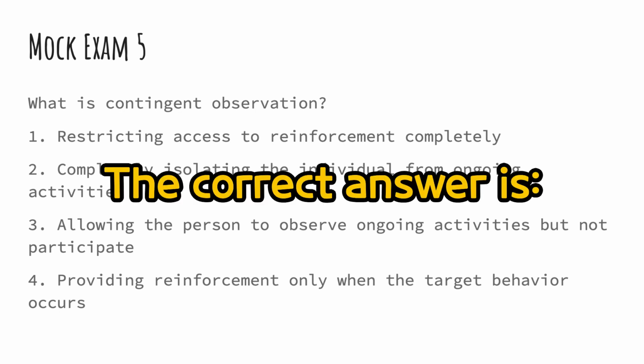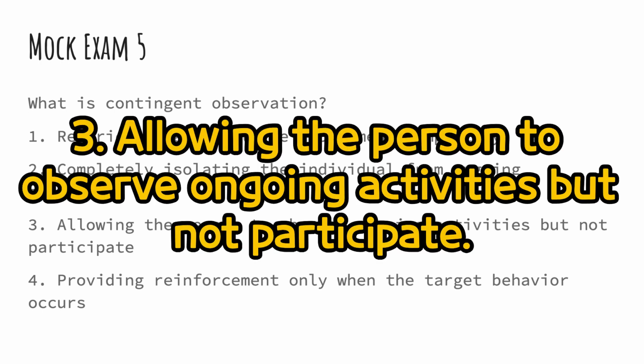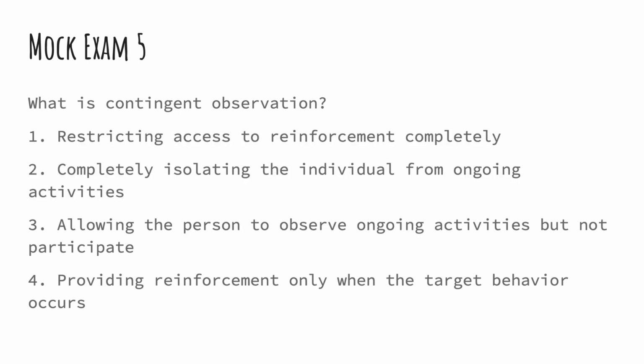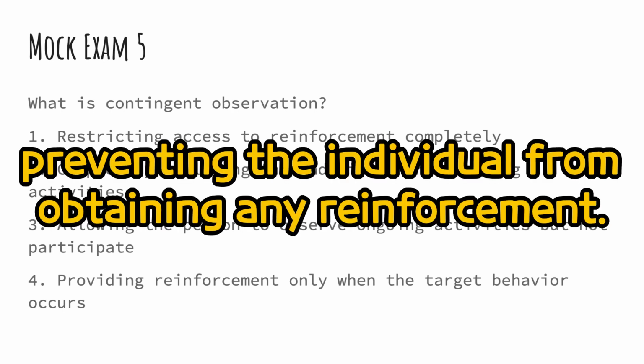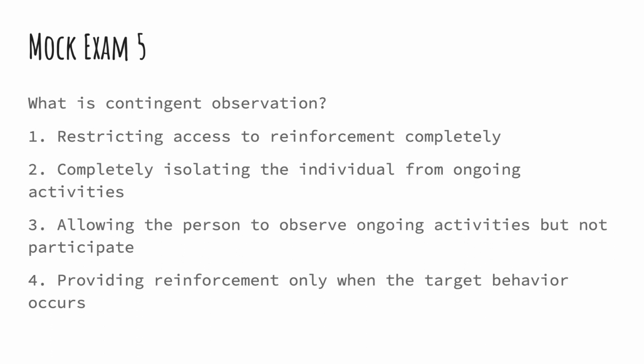The correct answer is 3. Allowing the person to observe ongoing activities, but not participate. 1. Restricting access to reinforcement completely. This option describes a situation where access to reinforcement is entirely blocked, preventing the individual from obtaining any reinforcement. It's different from contingent observation, which allows observation without participation.